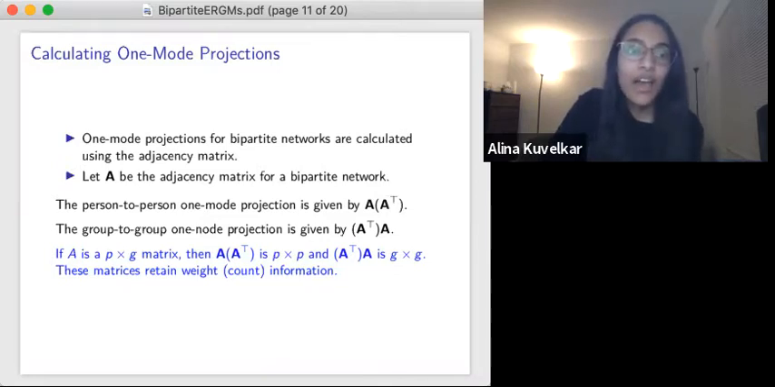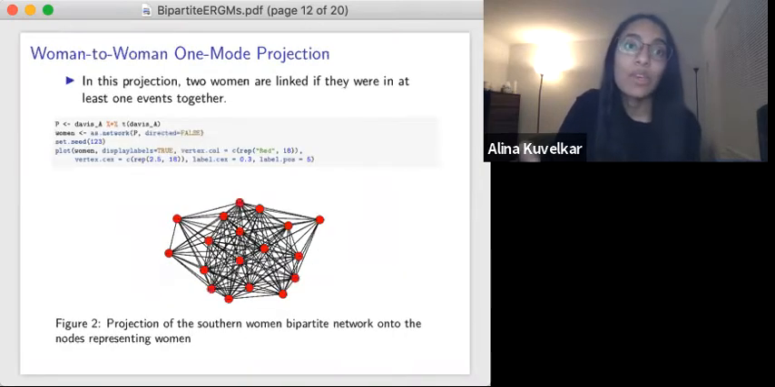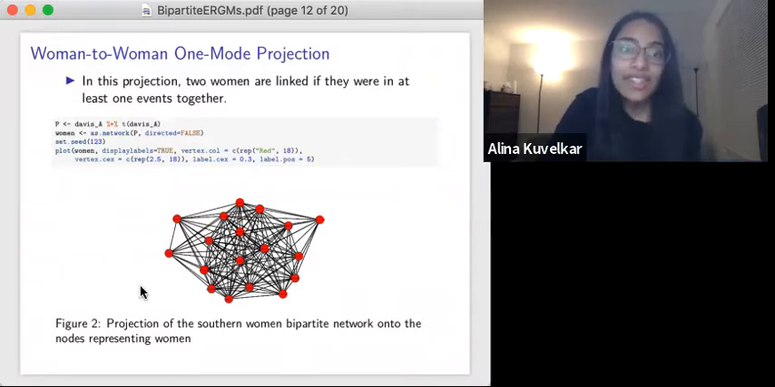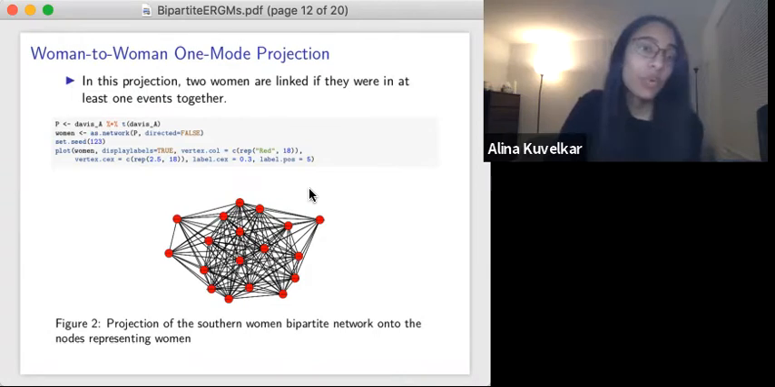If we consider it now with the Southern Women data set, if we look at the woman-to-woman one-mode projection, we can again do the matrix multiplication here with the adjacency matrix. Over here, this network contains 18 nodes. Each node is one of the women, where an edge exists if the 2 women were in at least one event together.